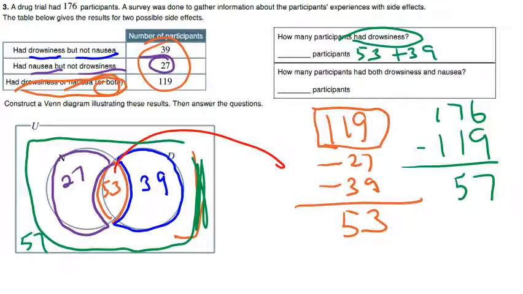How many participants had both drowsiness and nausea? Well, both drowsiness and nausea is right here in the middle, so that's 53. Did I mess up? Oh, no. How many people had drowsiness? Yeah, 53 and 39. And how many people experienced both? 53. All right, let's move on.